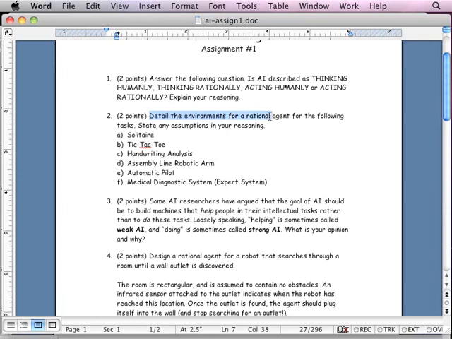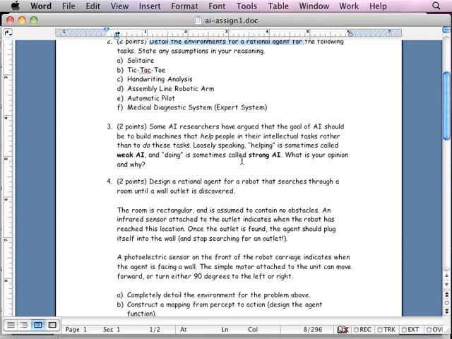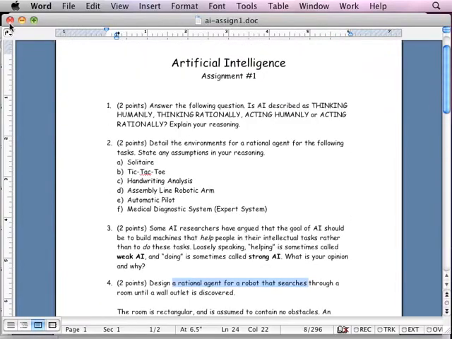Question number 2, detail the environments. The environments that are referred to here are the environments that are in lecture numbers 1 and 2. And then question number 3 here, you might need the textbook for question number 3, strong AI versus weak AI, which is described in the textbook. And then number 4 is getting into the concept of the rational agent. So it's very similar to what we've been doing in class for the first 2 days. It's going over the concept of agents and rational behavior. What is AI? What's considered strong AI? What's considered weak AI? Et cetera and so forth. So that's really assignment number 1.